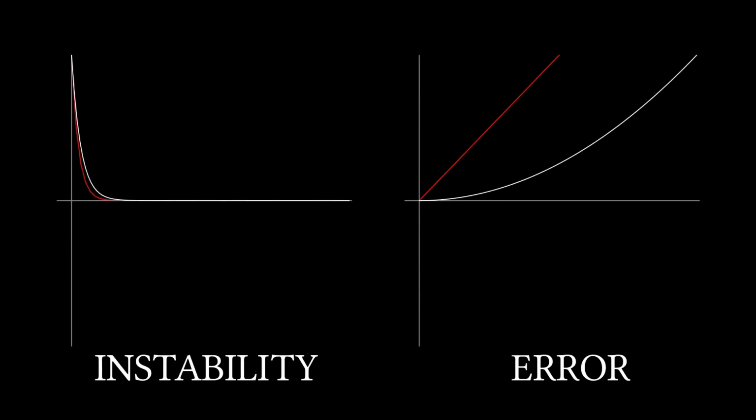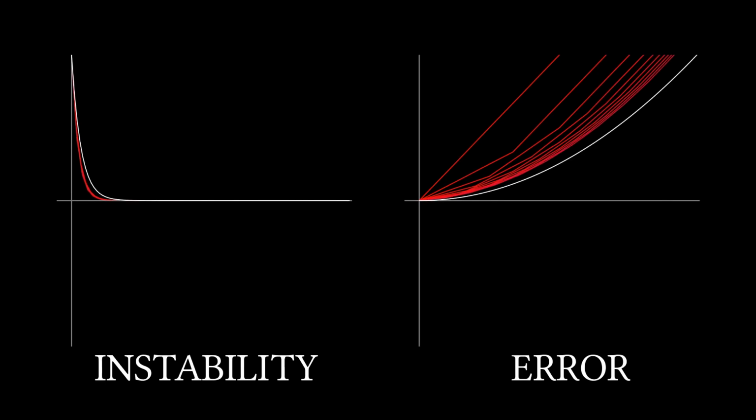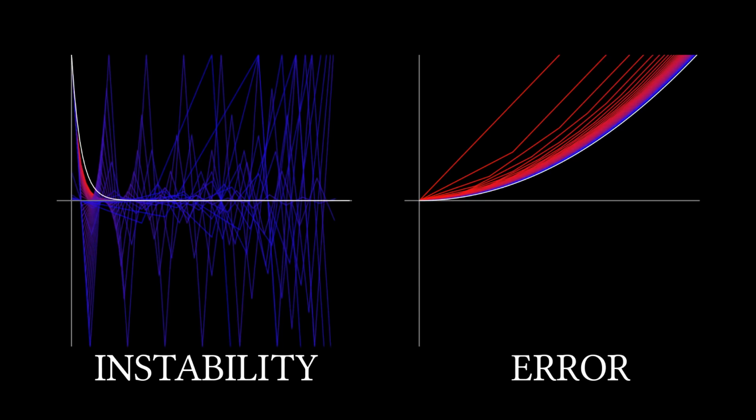Between this instability and the error that we mentioned before, there really isn't a reason to use the forward Euler method in practice. However, it does introduce a large class of algorithms that we'll be using in the near future.